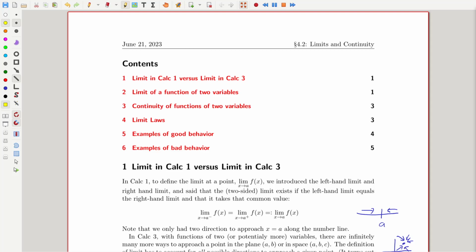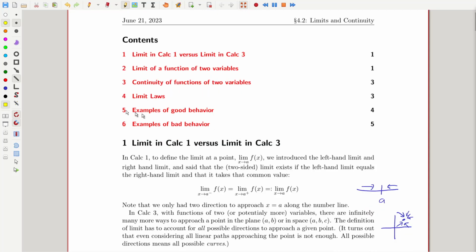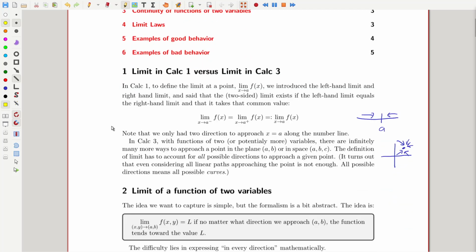Okay, limits and continuity. There's a lot of theoretical material that I'm going through to start with. You'll have to bear with me on that. The examples portion is set for the very end at these two parts, but I think it's useful to at least talk you through the theoretical way of thinking about limits to start with.